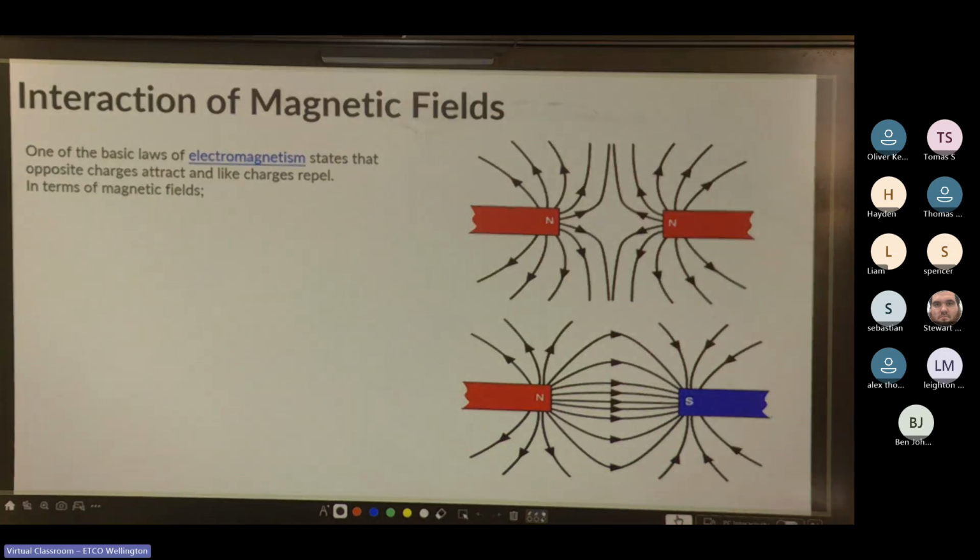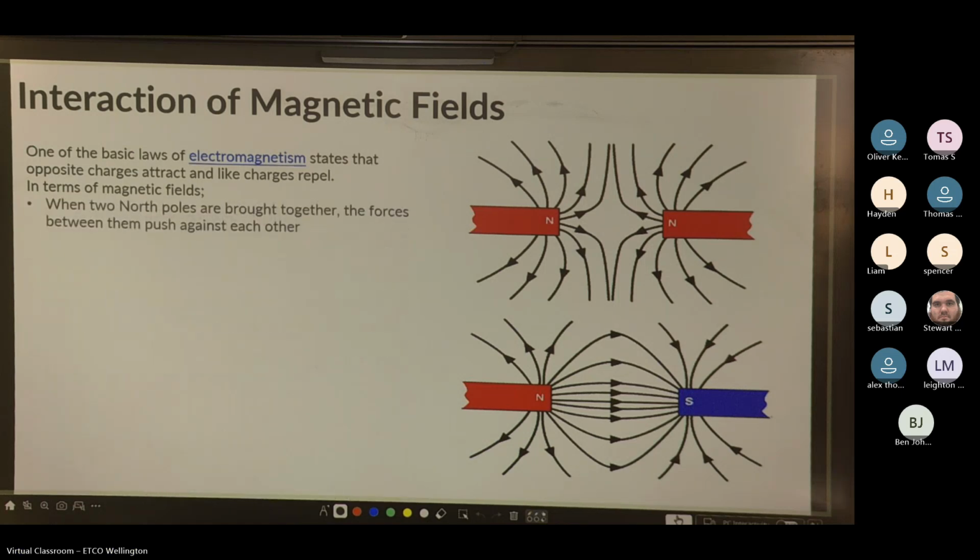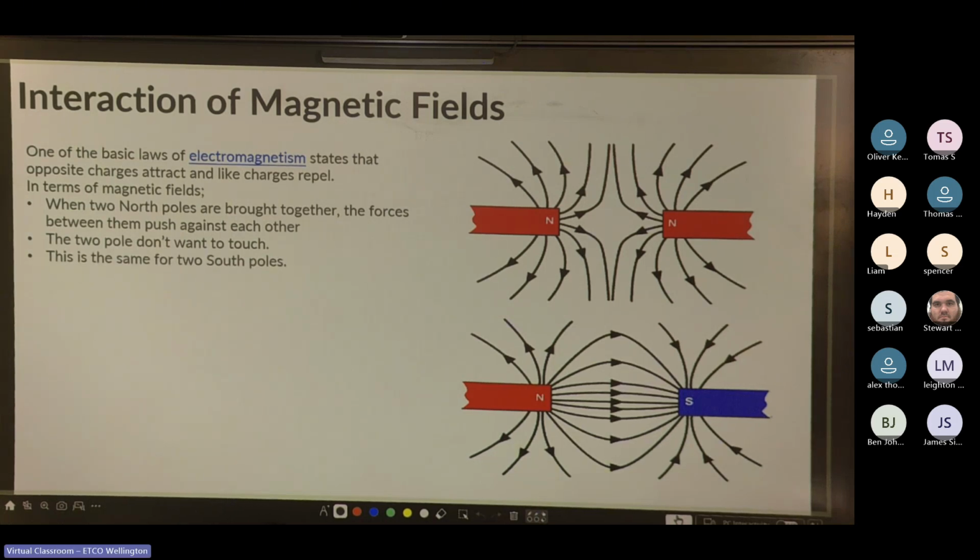Cool. So one of the basic laws of electromagnetism states that opposite charges attract and like charges repel. In terms of magnetic fields, when 2 north poles are brought together, the forces between them push against each other. This is because the forces are going in opposite directions to each other, and so they collide. The 2 poles don't want to touch, again because of the forces. The same goes for 2 south poles. Whether you try to stick 2 north poles or 2 south poles together, they don't want to do it. The closer they're brought together, the greater the force of repulsion, because more forces are colliding and pushing against each other.